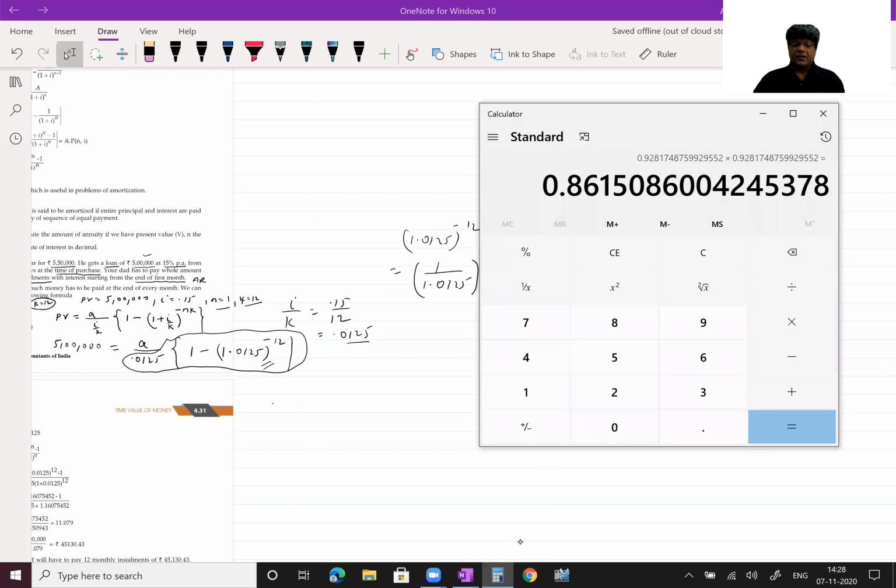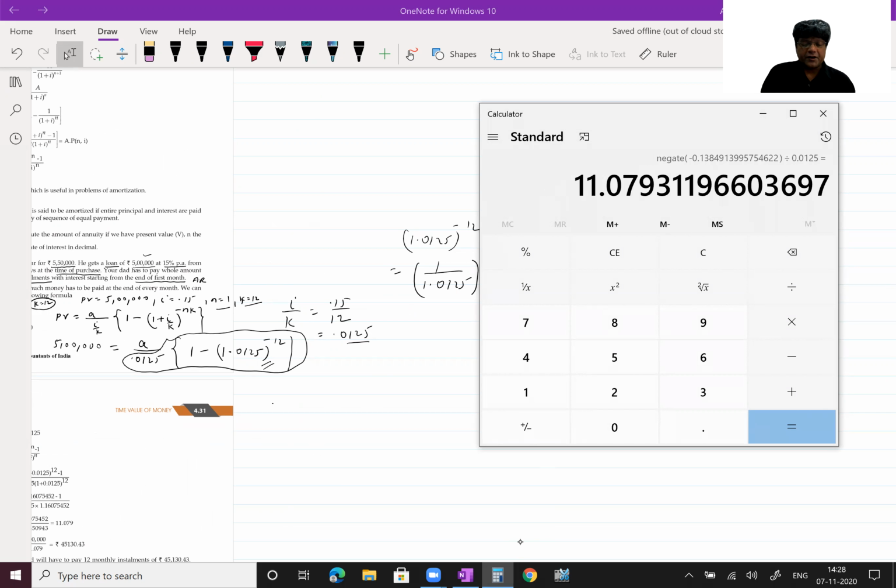And now see, the next step is what? 1 minus this. That means the opposite, and that's why the minus sign is coming, so we remove that sign. Done. Now the denominator is 0.0125. So this divided by 0.0125 is equal to 11.0793. We are taking 11.079.